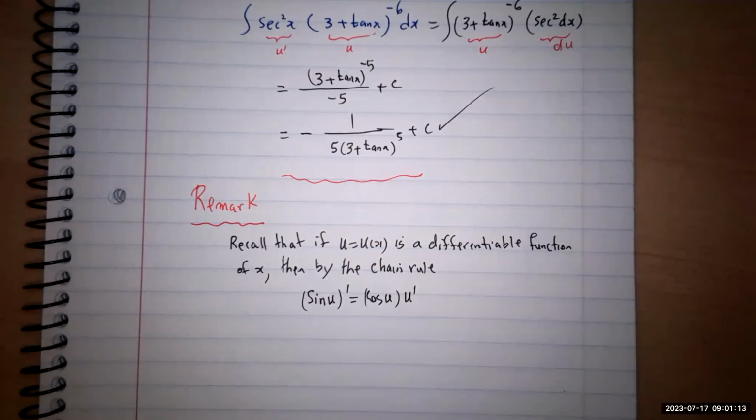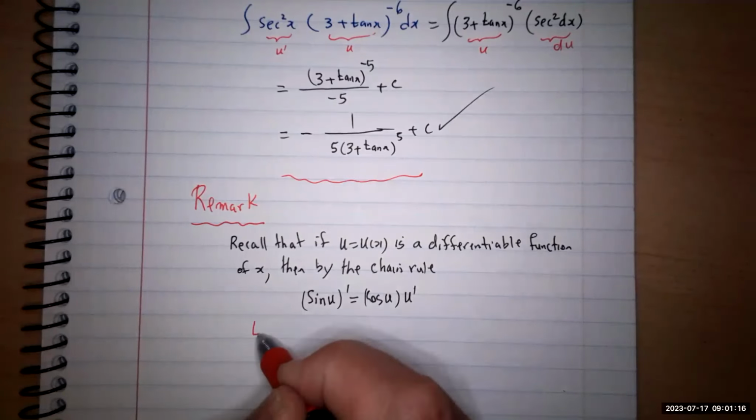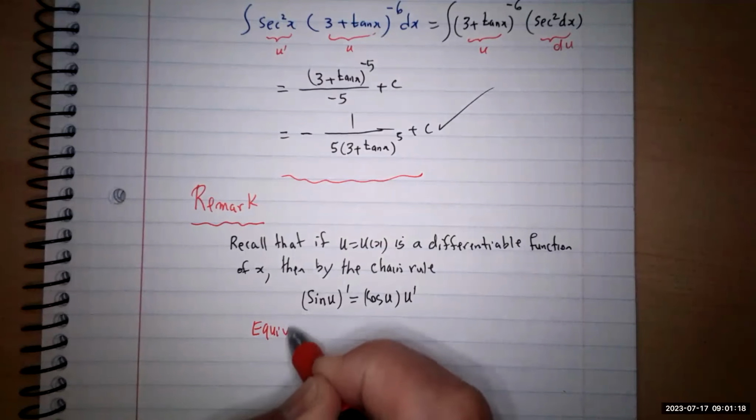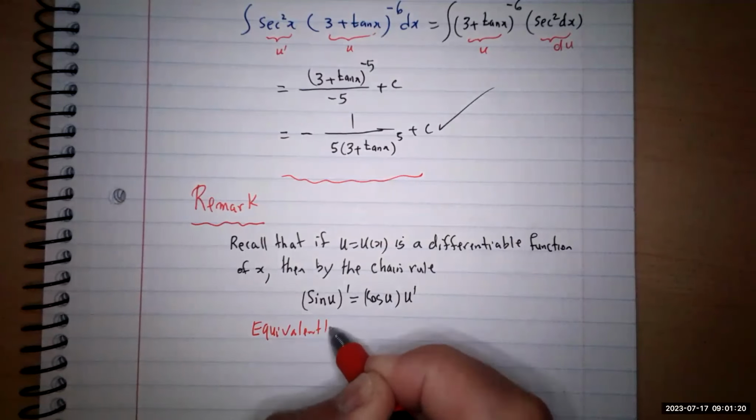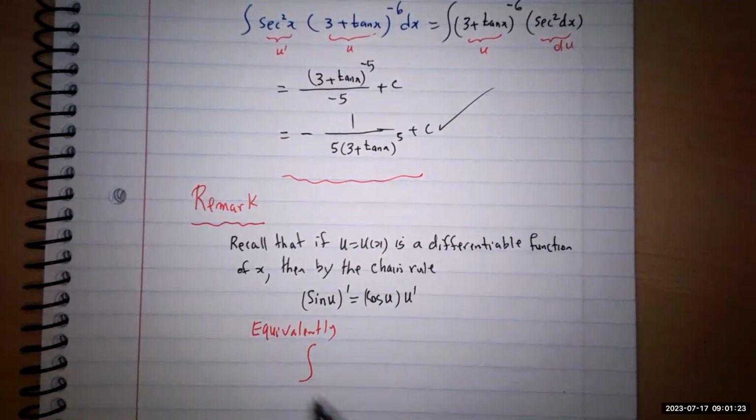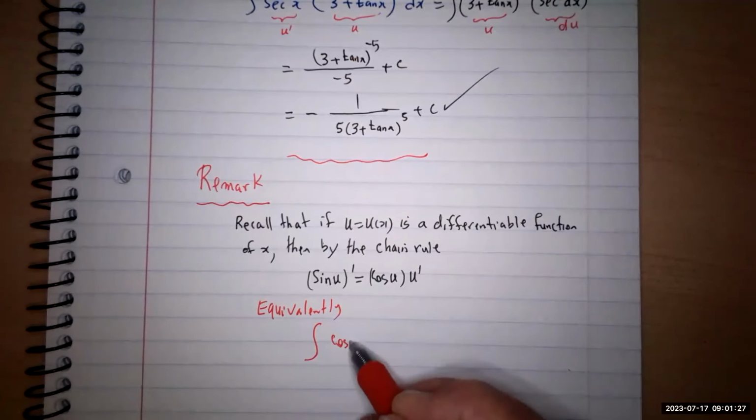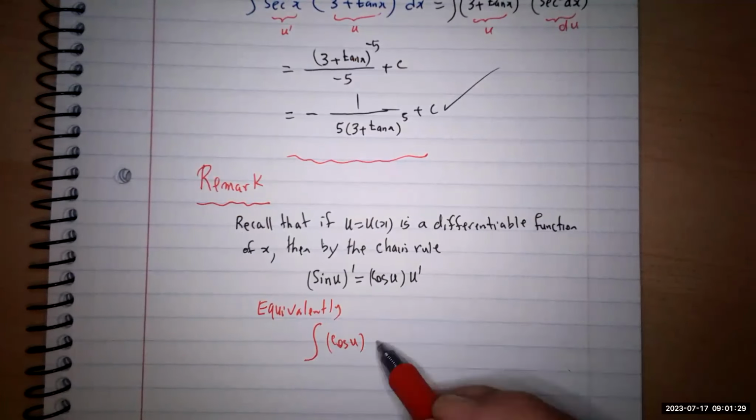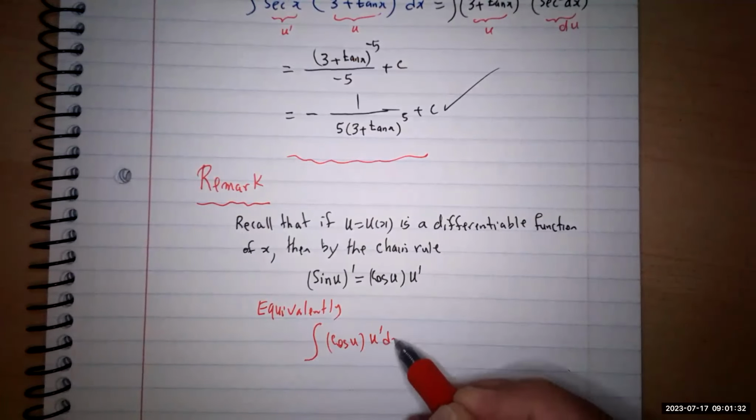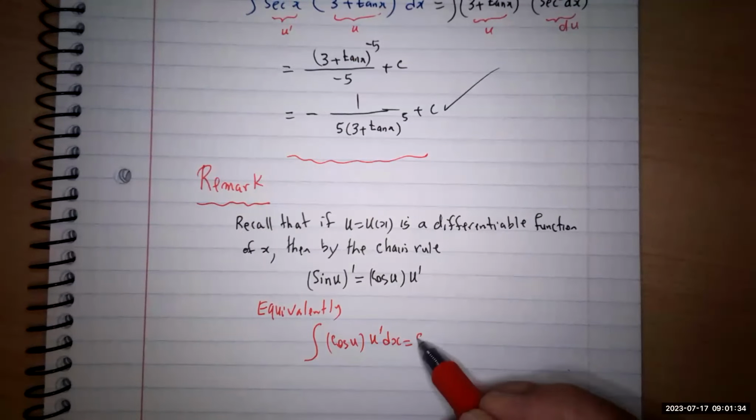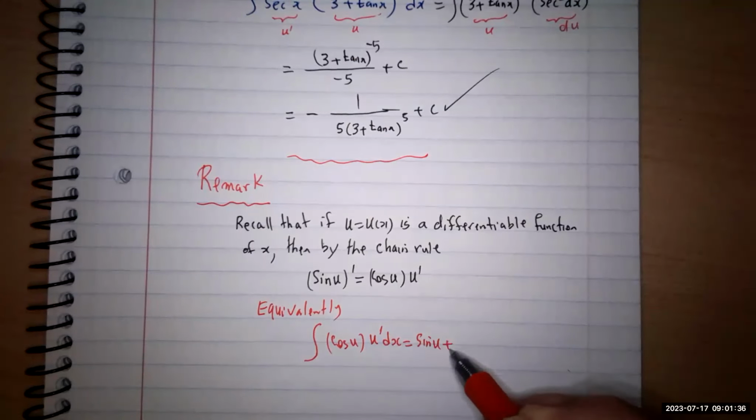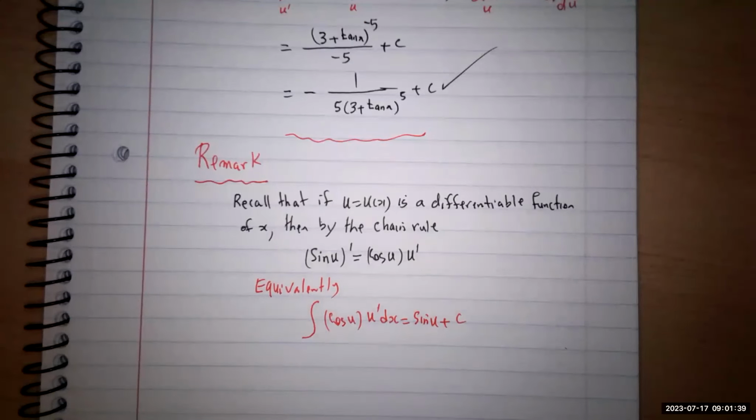So if you change it to the integral, equivalently, the integral of the other way around. The integral of cosine of u prime dx is equal to sine of u. Let's see. You know the integral of a cosine is sine. But if it's not going to be sine x, anything else, then you need the u prime. But you know that u prime dx is what?